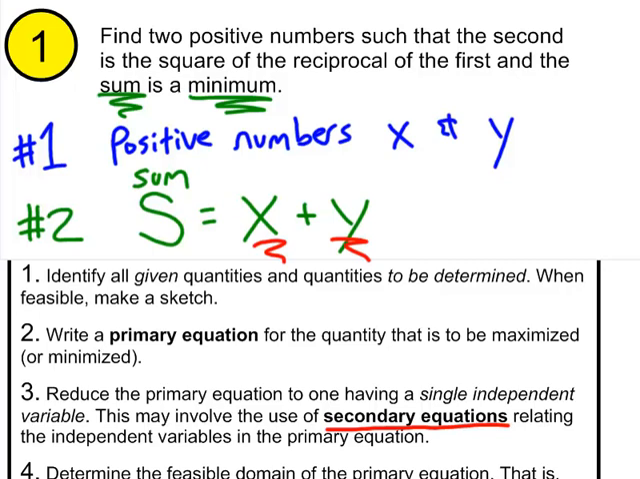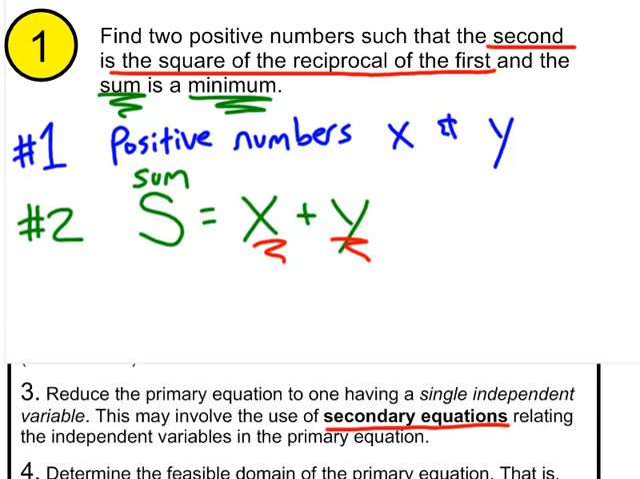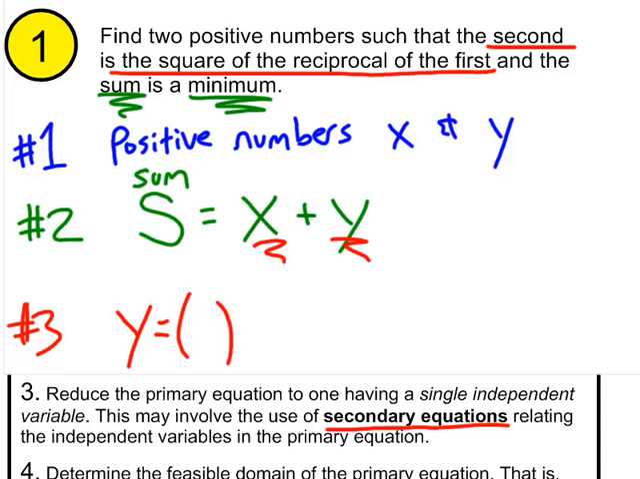So what is this relation? How are we going to get an equation that relates x and y? Well, that's what this piece of information is. The second is the square of the reciprocal of the first. Okay, so for step number 3, our secondary equation is going to say that the second number is the square of the reciprocal of the first. Although I find it easier to just put 1 over x squared. They are the same thing after all.